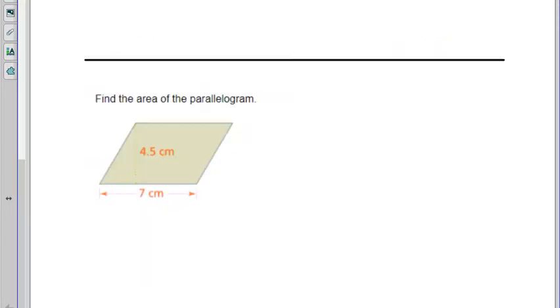So here's the problem. Find the area of the parallelogram. Now, every time you go to solve one of these problems, you're going to be really particular about it. You're going to start by writing the formula. Area is base times height. You're not going to skip that step. You're going to write that down. Then you're going to fill in the parts that you know.